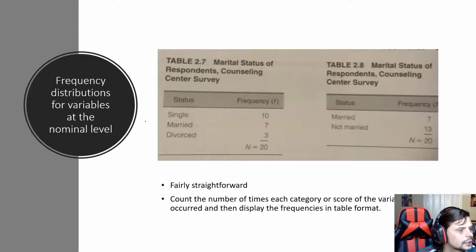This is how you do it on a nominal level. You got 10 single folks, 7 married folks, and 3 divorced folks for a total of 20. And for this, same deal. 7 are married, 13 are not married for a total of 20.